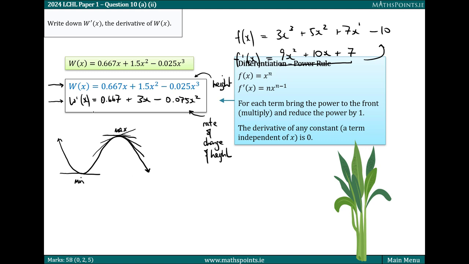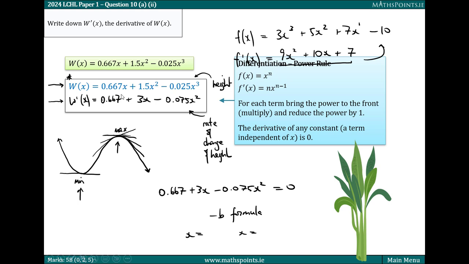So if I was to find the max and min in this question, which they don't ask me to do, I would let this formula, 0.667 plus 3x minus 0.075x squared, equal 0, and I would do the minus b formula to give me two x values, one is the min and one is the max. And to figure out the y values, the actual heights at the x values, we'd sub those back into the original formula up here. But they don't ask us to do that in this question.